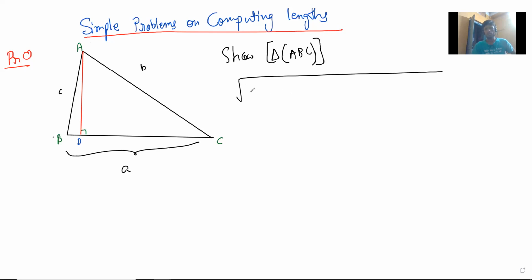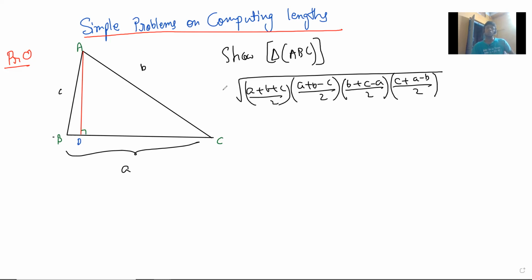So this area is going to be the square root of a plus b plus c by 2, a plus b minus c by 2, and similarly there are other two expressions. There is real merit in doing this problem. You may think, this is just a formula, but just do it. You will learn a lot of things. So then you have c plus a minus b by 2. This is what I want you guys to show. And it is very doable from here, because once you can find AD, the algebraic expression, then you can compute the area and show that it is equal to this.